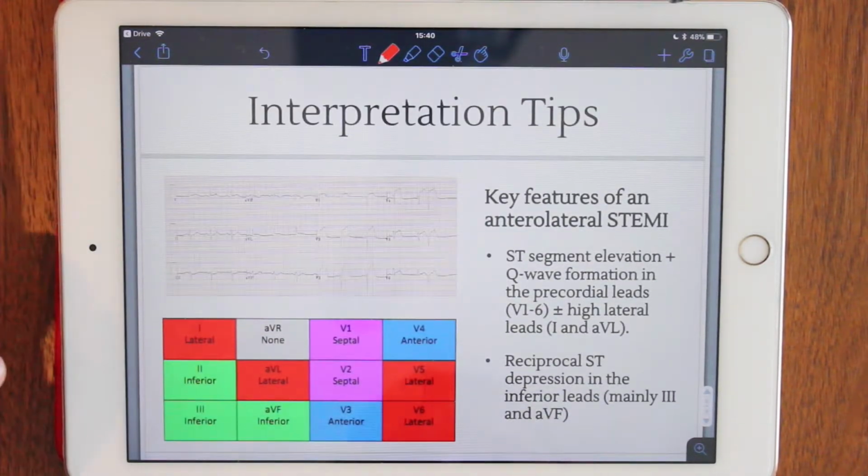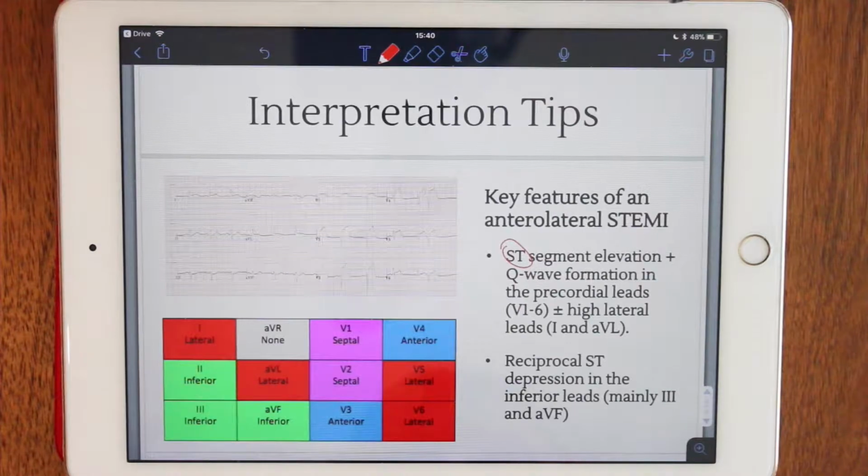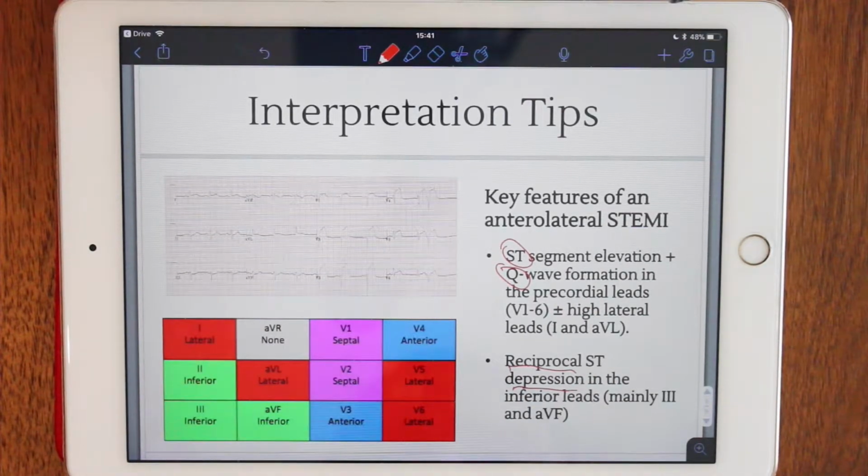Some interpretation tips for STEMIs is to look for the key features. So obviously ST segment elevation is the characteristic finding, but you may also see in these leads a deepening of the Q wave. A significant Q wave is one that is more than 1/3 the height of the corresponding R wave. In addition, certain STEMIs will present with reciprocal ST segment depression in opposite leads. In this particular case, that can be seen in 3 and AVF.